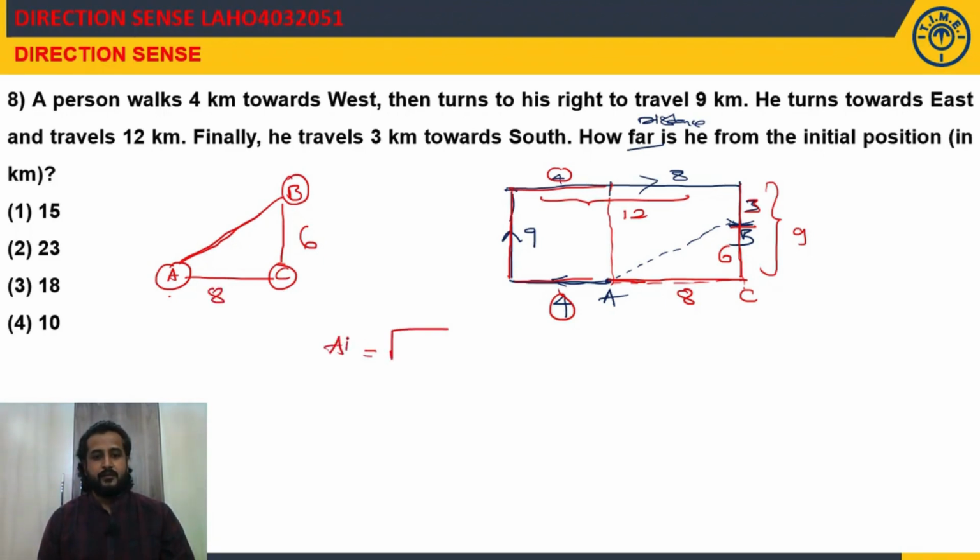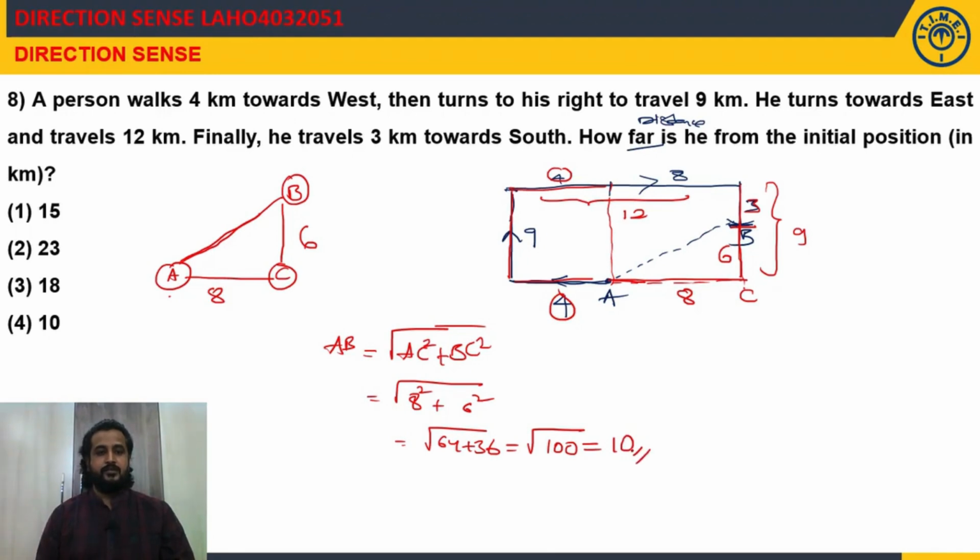So AB is equal to under root of AC square plus BC square. AC is equal to 8, so 8 square. BC 6, so 6 square. So 64 plus 36, which is equal to 100. So under root of 100 will be equal to 10. So what is the distance between the starting point and ending point? 10. So choice 4.